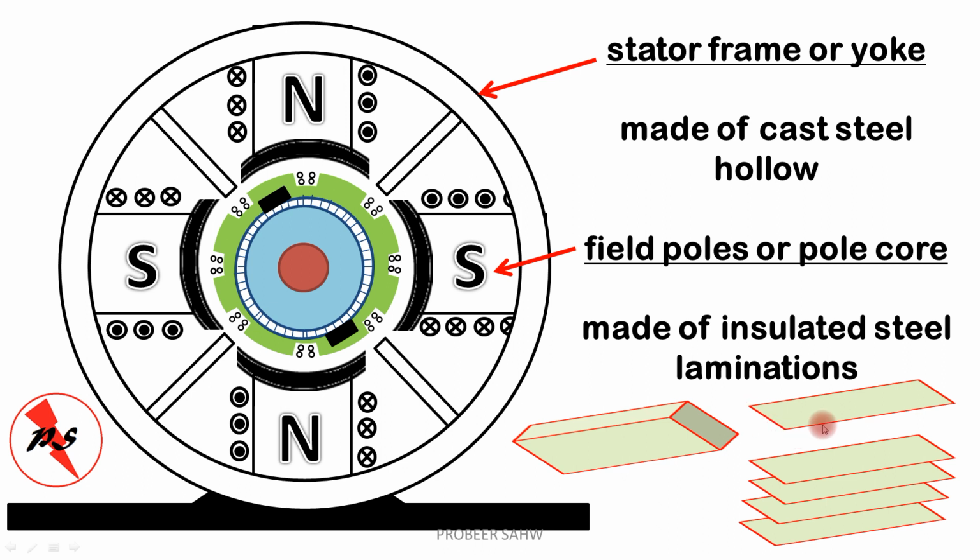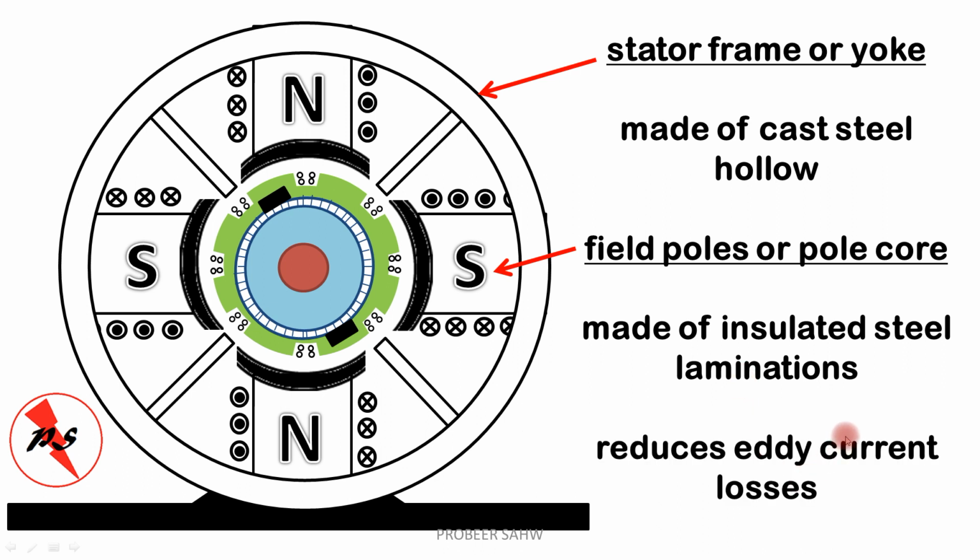So we take a number of pieces of steel laminations, insulate them, and then stack them together. The magnetic field lines will pass through all the pieces stacked together, but the circulating current will be confined to the surface of each individual lamination. So we do this to reduce eddy current losses.